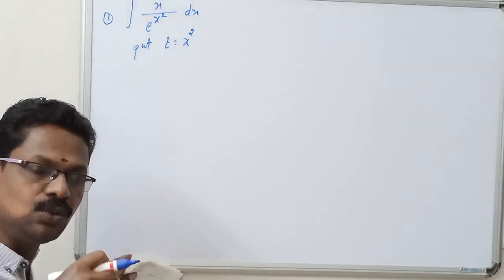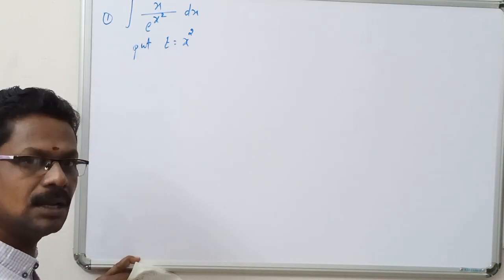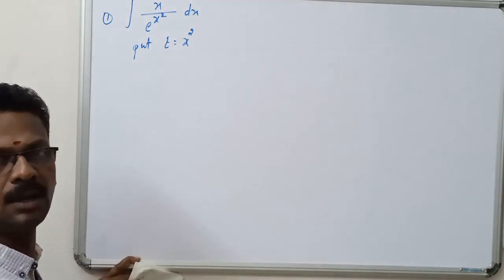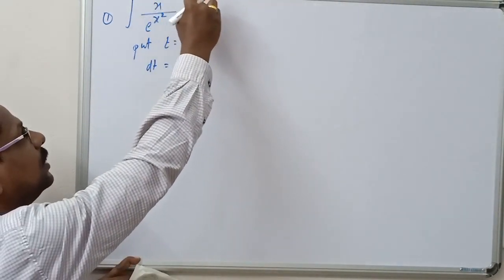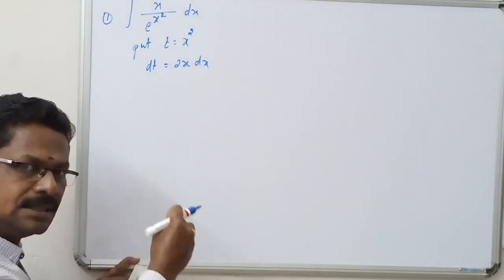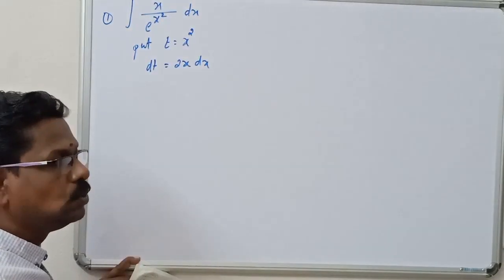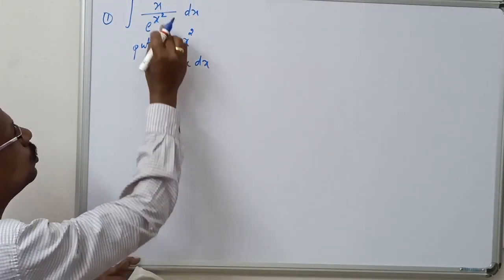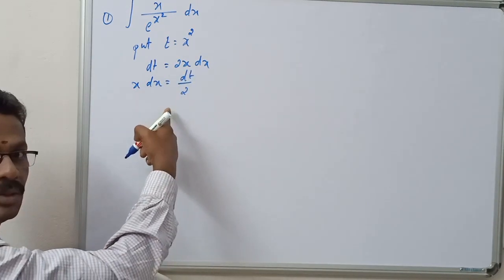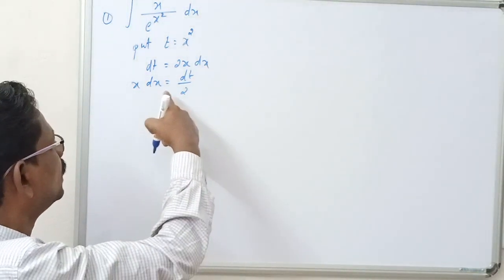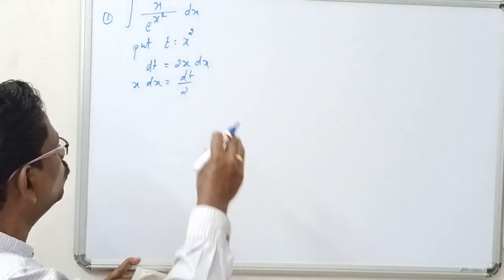Now, whenever you substitute, you differentiate it. You took t is equal to x square. Now differentiate this: dt equals 2x dx. Now you see that the numerator has x dx. So you need x dx here, and x dx is equal to dt by 2. That is the substitution method. Now you put all this in the integral.